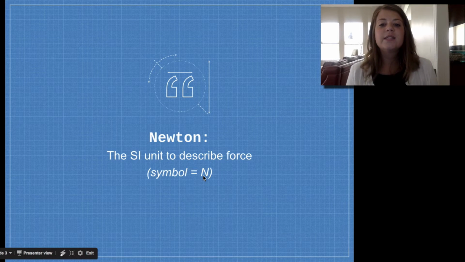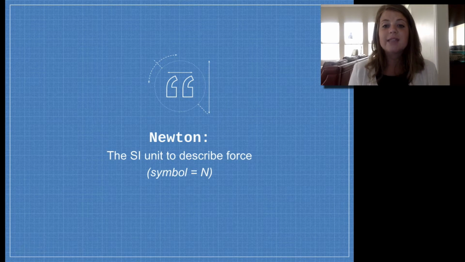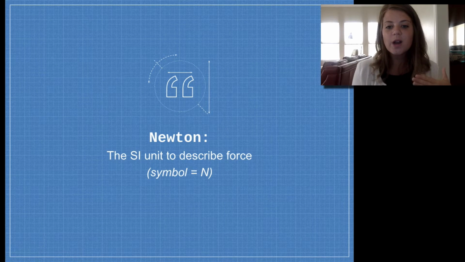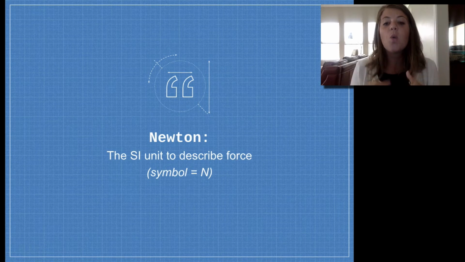Now, this is very important in science and math that you use your units, okay? So that when somebody's doing an experiment or somebody's trying to read your work, they understand fully what you're writing about.